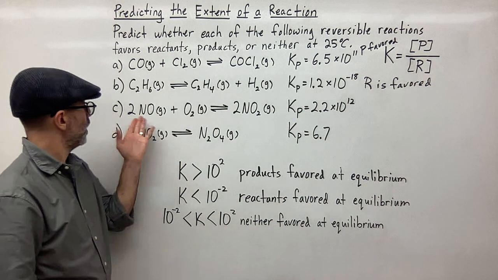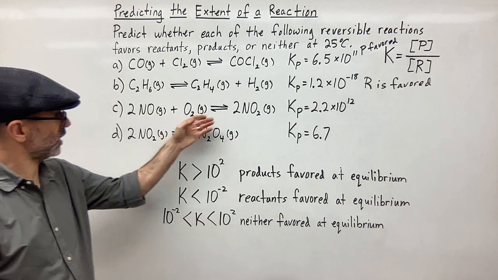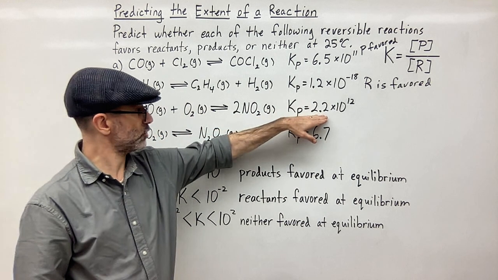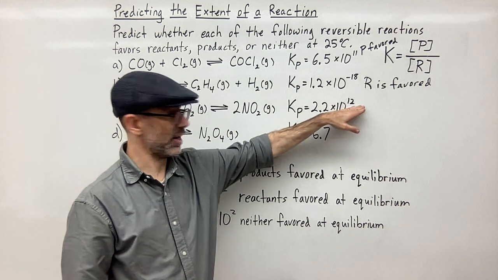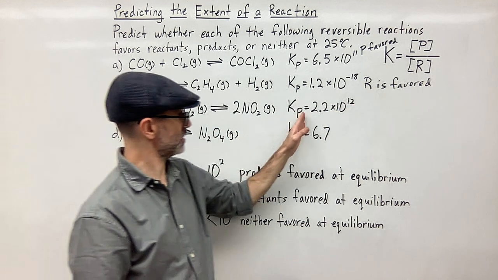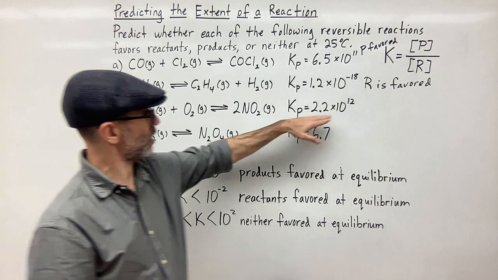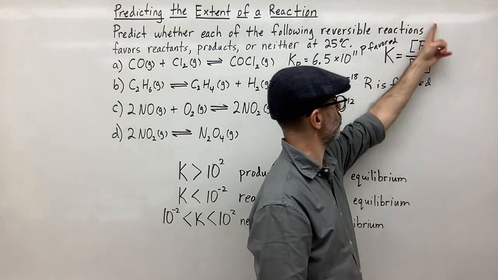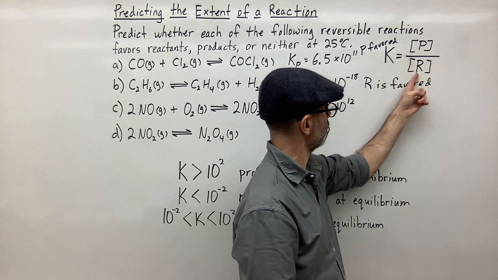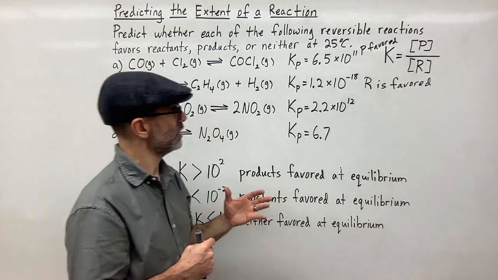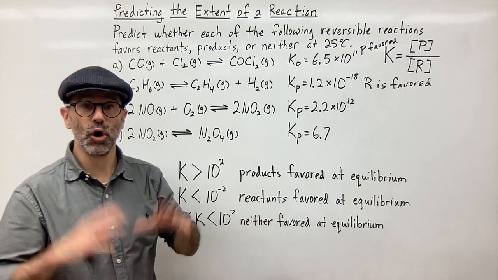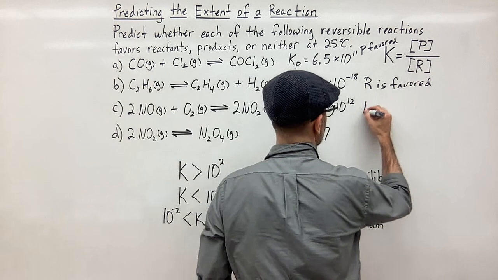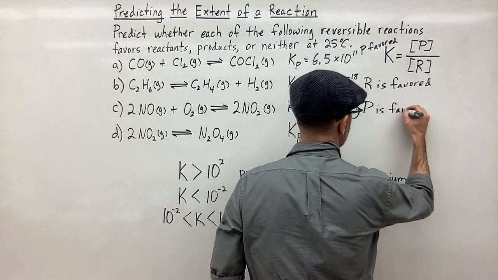For the next one, we have 2NO plus oxygen gives us 2NO2. And so this reaction has a Kp value of 2.2 times 10 to the 12th. So again, a very large positive exponent tells us that this is a large Kp. And so that tells us that at equilibrium, we have much more product compared to the reactant. So the numerator is much bigger than the denominator. So that gives us a large K value. That means that product is favored. We have more product at equilibrium than reactant. So product is favored. So we're going to write P is favored.